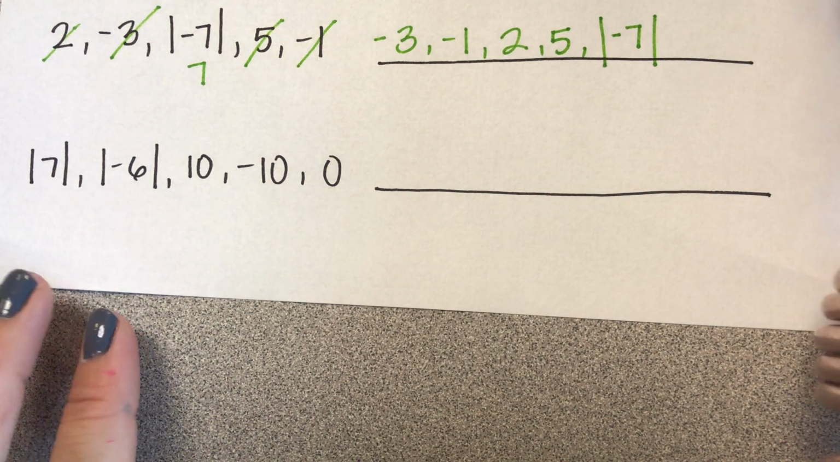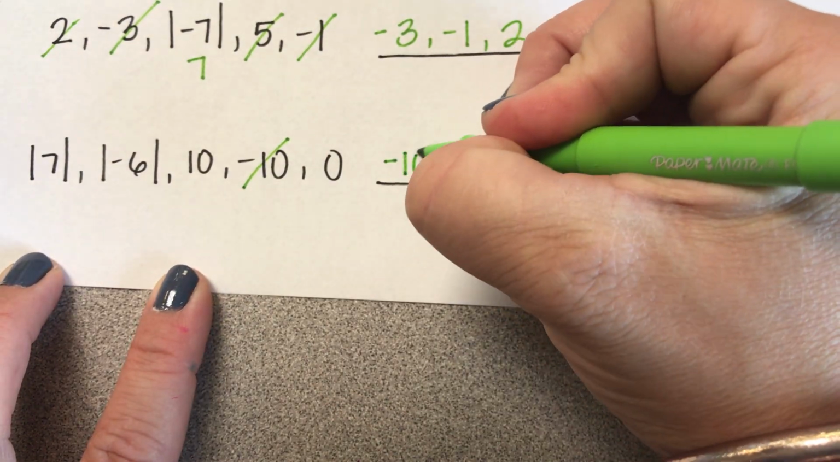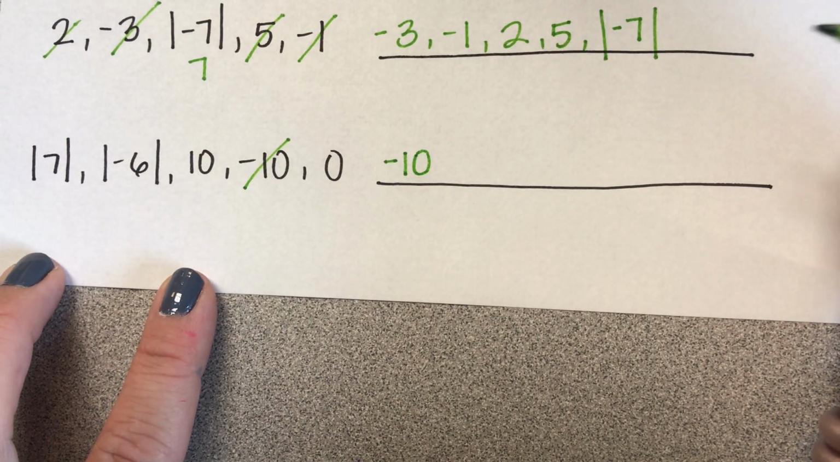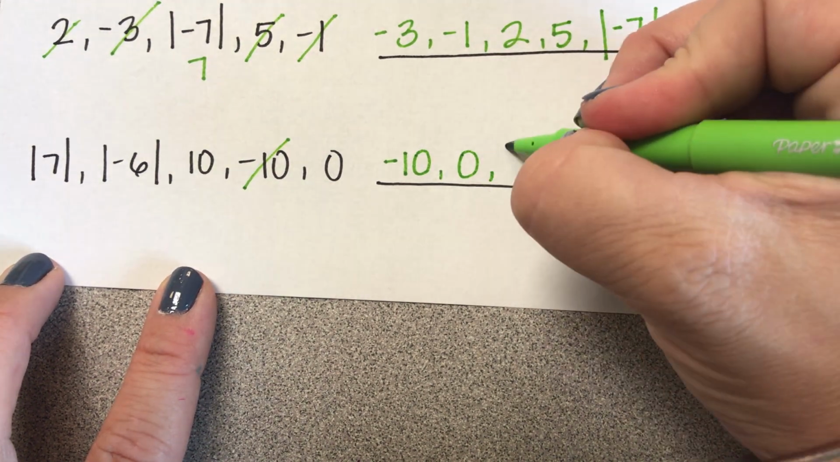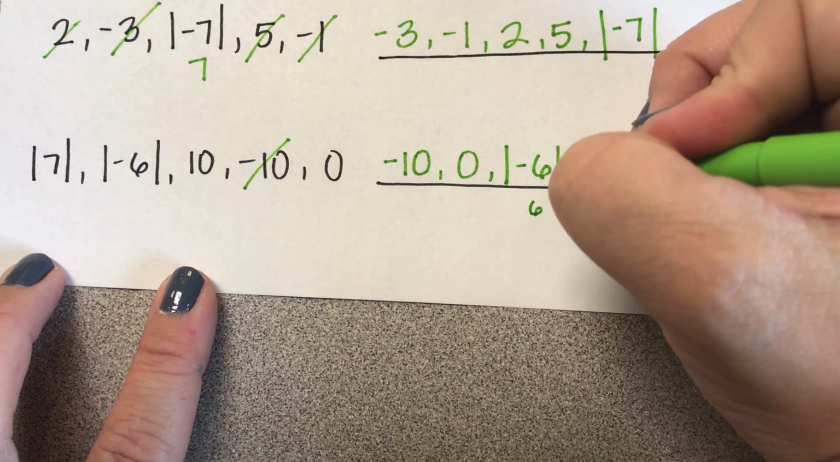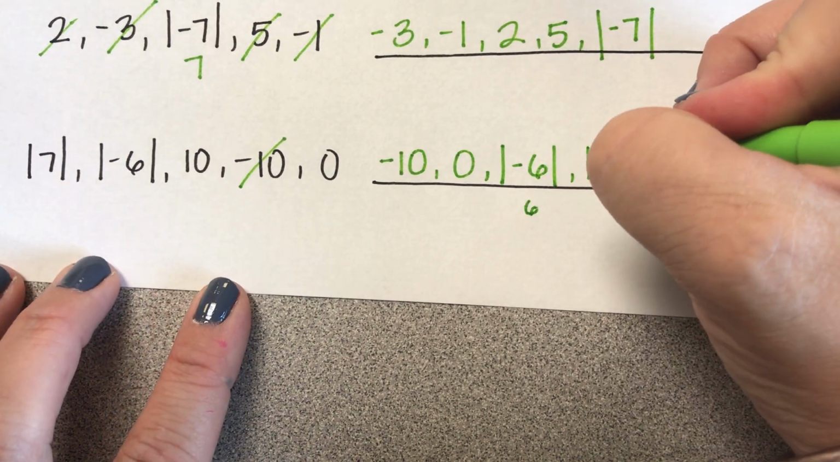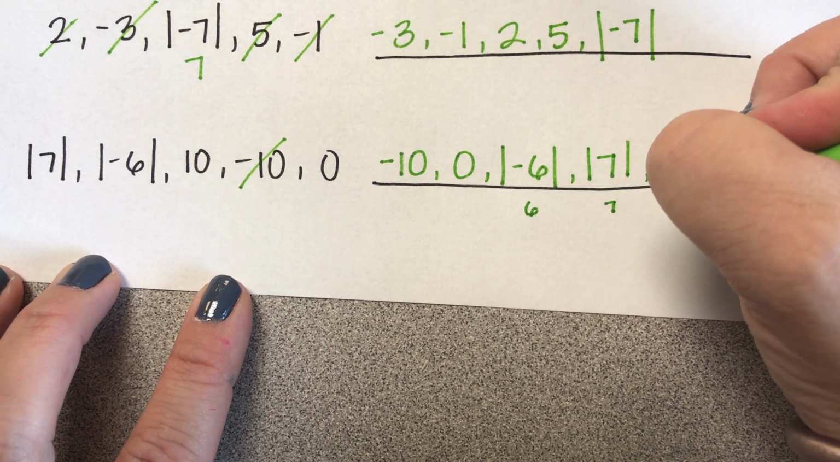Okay, so my lowest temperature is -10. Then 0. Then the absolute value of -6, because that means 6. Then the absolute value of 7, because that means 7. And then 10.